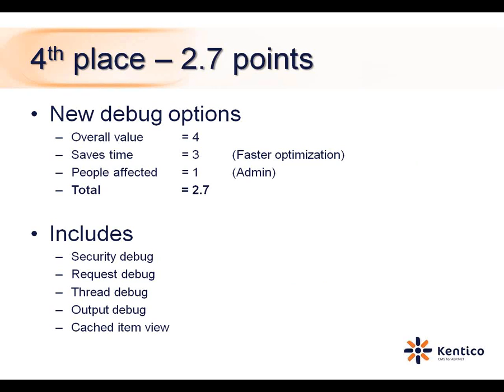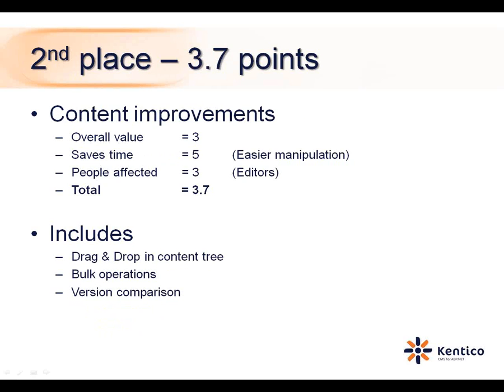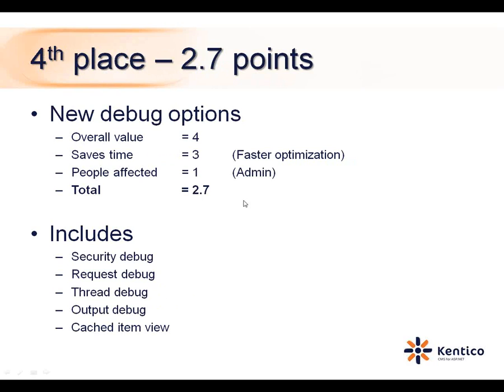So the next place, the first place with 2.7 total points, is new debug options. Now this is what I mentioned. It is a thing you usually do not see. It is very important for the developer, especially if the developer wants to optimize the website. And basically the optimization is what can save you time in solving things. That's why I chose to rate it 3 points just for saving time. Because if you can optimize faster, you can basically work faster.